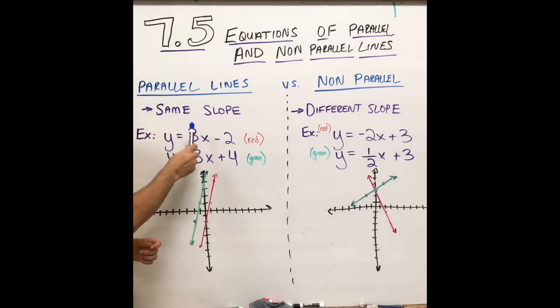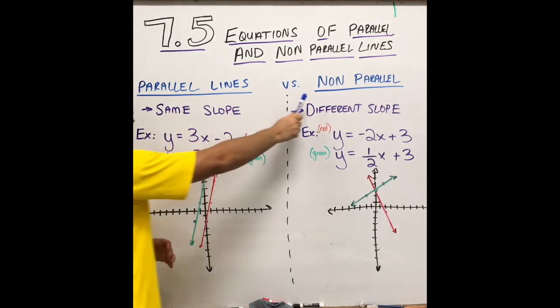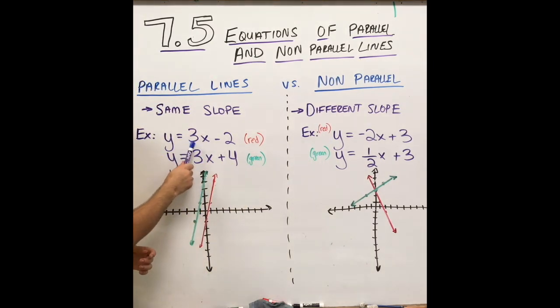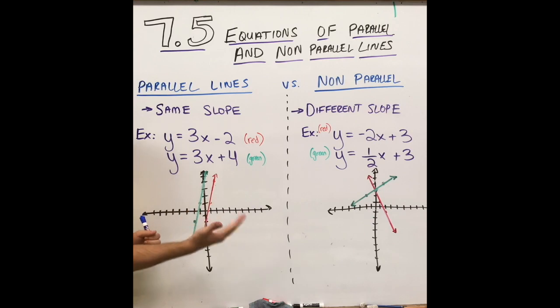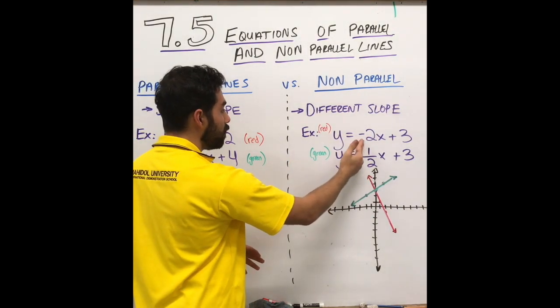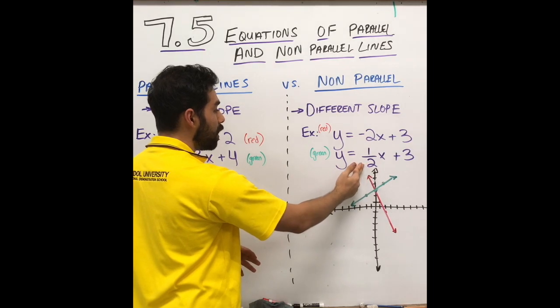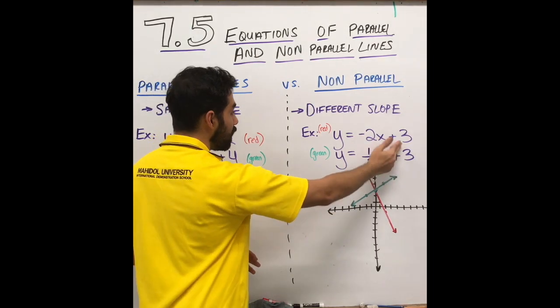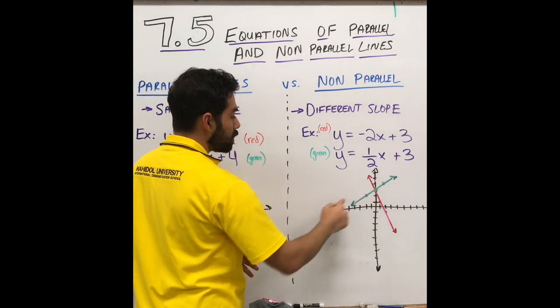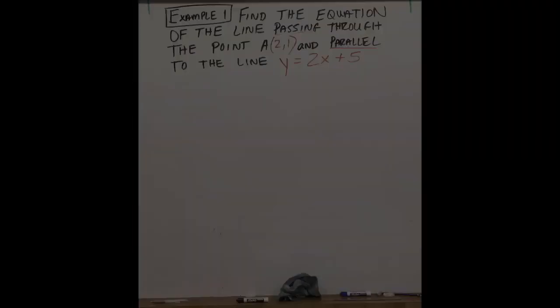So with parallel lines, we have the same slope versus non-parallel, which have different slopes. I've given you examples: same slope, same slope. Now, if we have the same slope, these two lines will never intersect. On the other hand, with different slopes, and as you can see, we have -2 as the slope here and 1/2 as the slope here, we do have the same y-intercept, but that is where they cross and intersect.